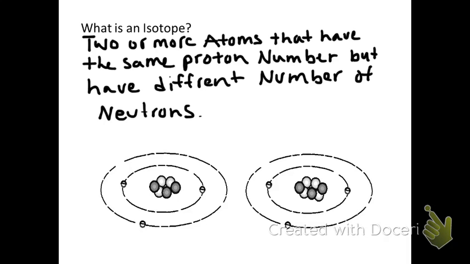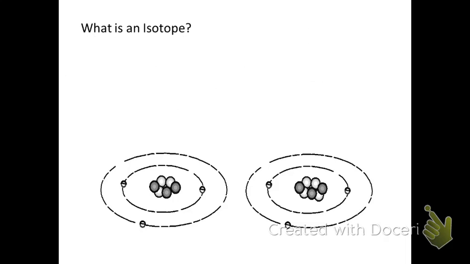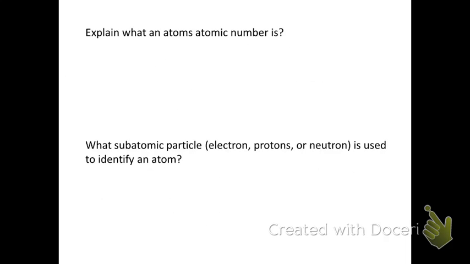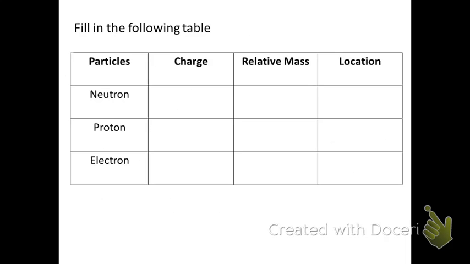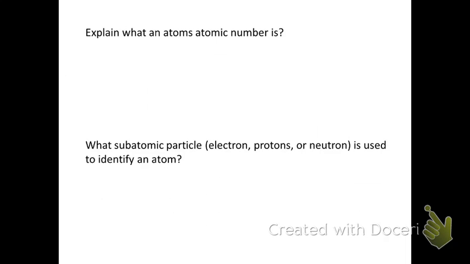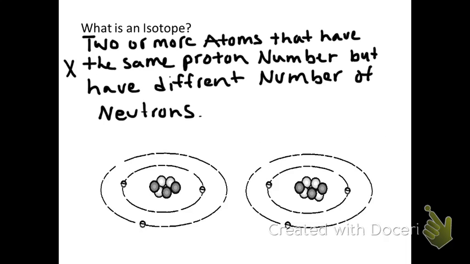Alright, so again, an isotope is when you're comparing two or more atoms that have the same number of protons, but they differ in their number of neutrons. This is an important definition. Please make sure you know this definition. Please make sure that you are very familiar with this definition for the quiz and for the test.